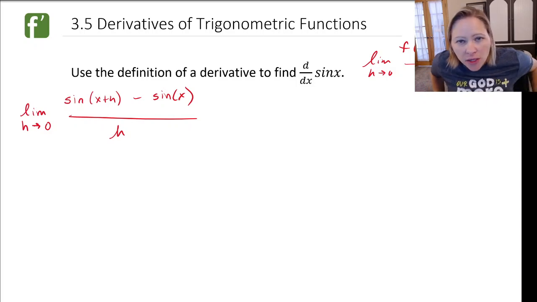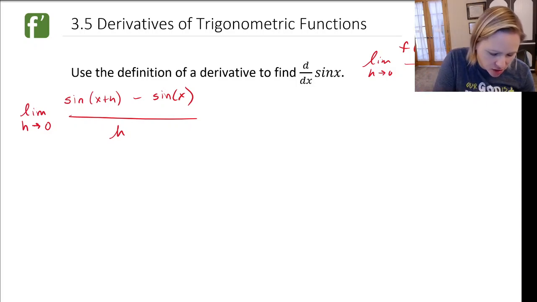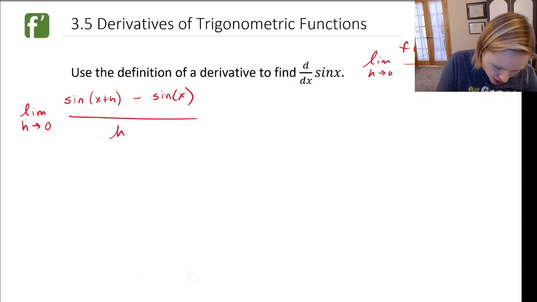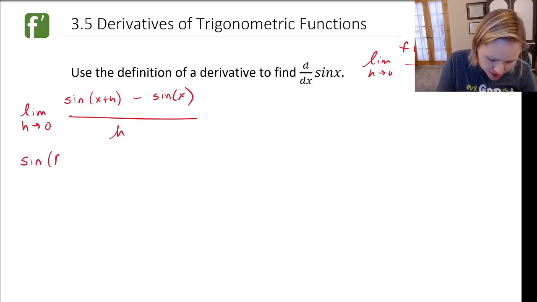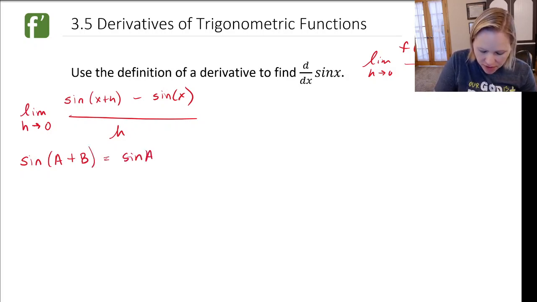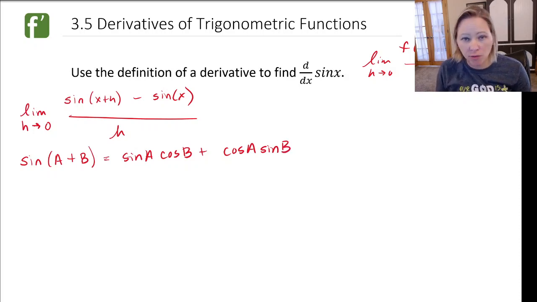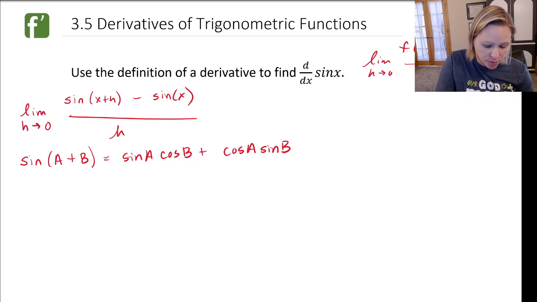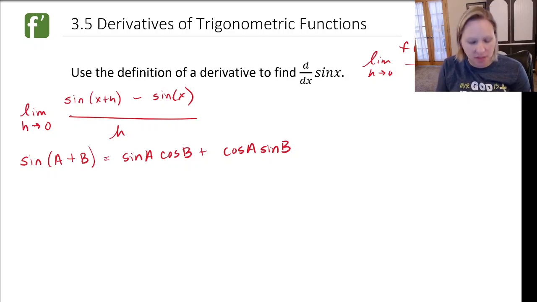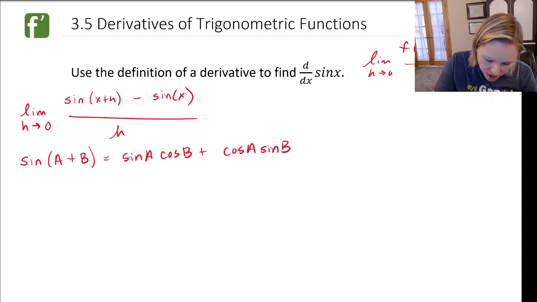Now, to evaluate this limit, we're going to have to call upon some trig identities. So I'm going to use this trig identity. It says the sine of a plus b, because we have this x plus h floating around, is sine of a times the cosine of b plus the cosine of a times the sine of b. Now, you may not have that memorized from your pre-calc or your trig class, but just so you know, this is an identity that we're going to have to use, and it exists, and if you Google it, you'll find it. And it looks a little bit like this.